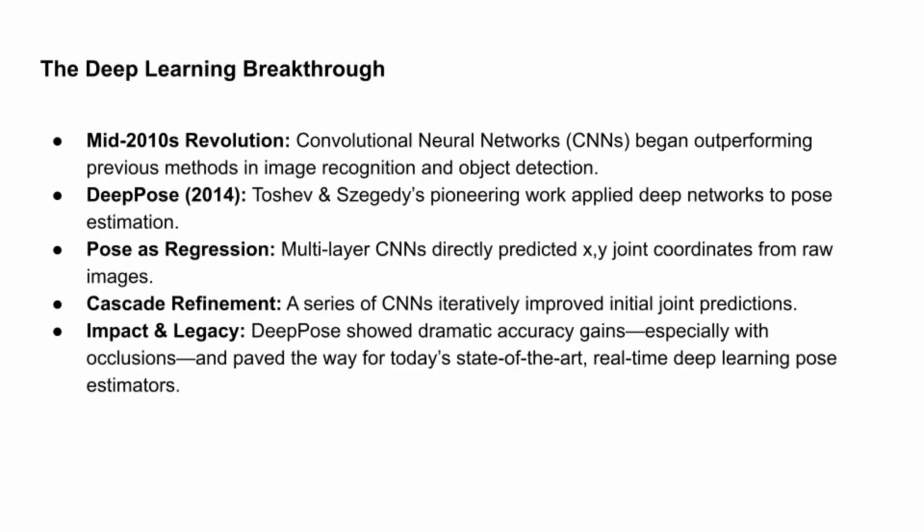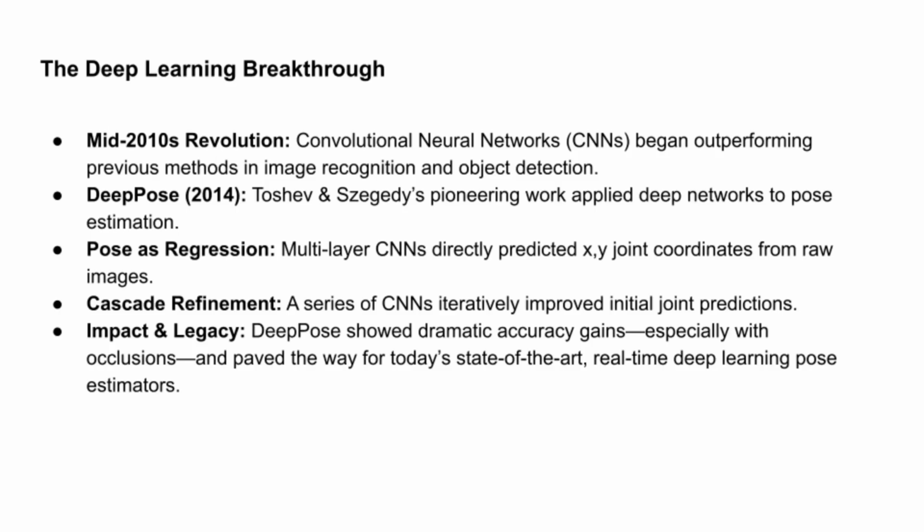The deep learning breakthrough. The mid-2010s brought a revolution in computer vision. Deep learning, and specifically convolutional neural networks, CNNs, started to outperform previous methods in tasks like image recognition and object detection. Pose estimation was no exception. A landmark moment came in 2014 when Toshev and Szegedy introduced DeepPose, the first major application of deep neural networks to human pose estimation.